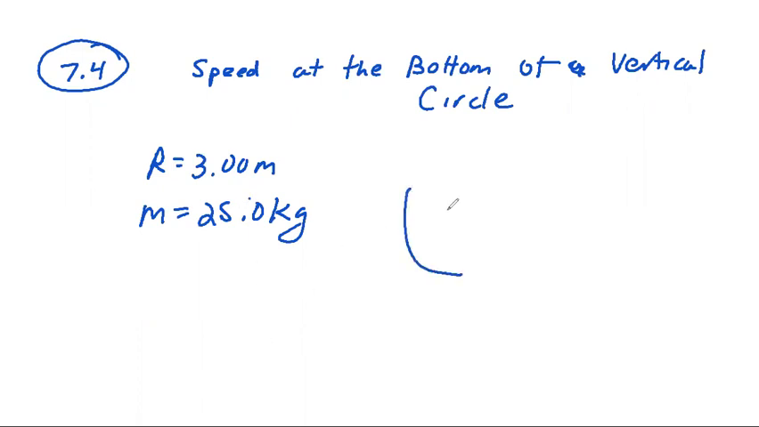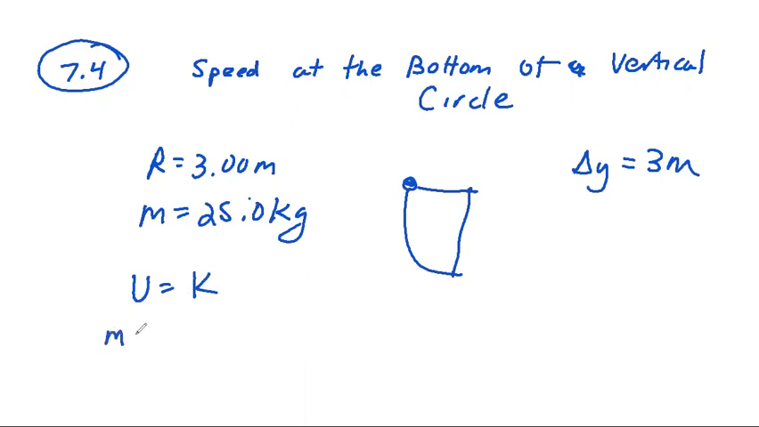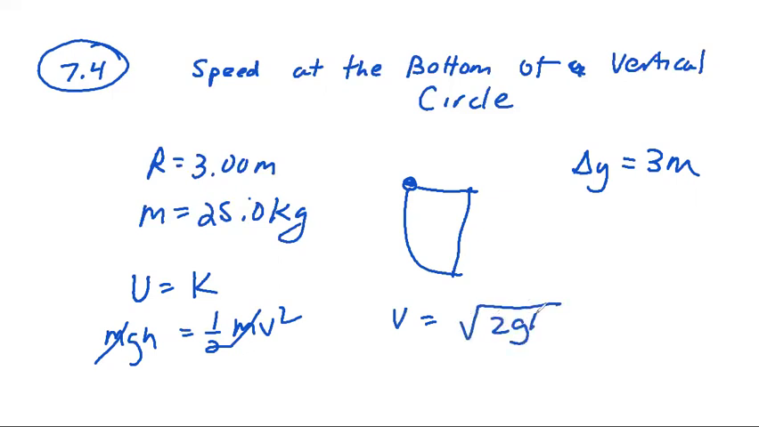So here's the curve. The radius is here. He starts there, so that means his delta y is 3 meters. And this is a conservative force, so it's independent of the path. So if he starts from rest here, he's going to trade that U in for K. So mgh equals 1/2 mv squared. The m's got to go, and I'm going to solve for v equals the square root of 2gh.